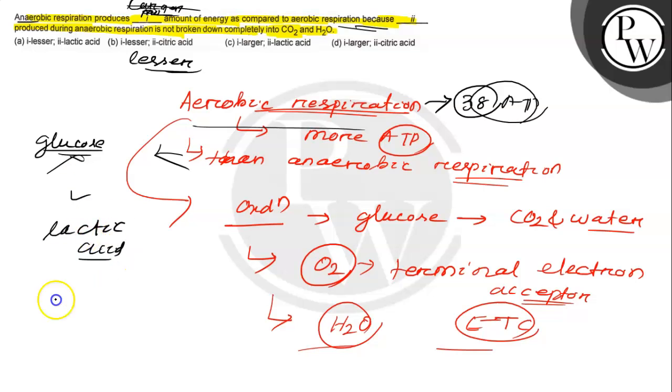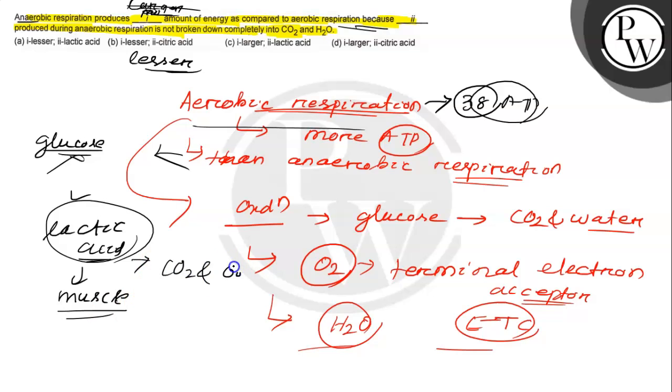Lactic acid builds up in the muscles during vigorous exercise. During vigorous exercise, more lactic acid is built up, and this lactic acid needs to be completely oxidized to form carbon dioxide and water. So in the anaerobic respiration, lactic acid is not completely broken down into carbon dioxide and water.